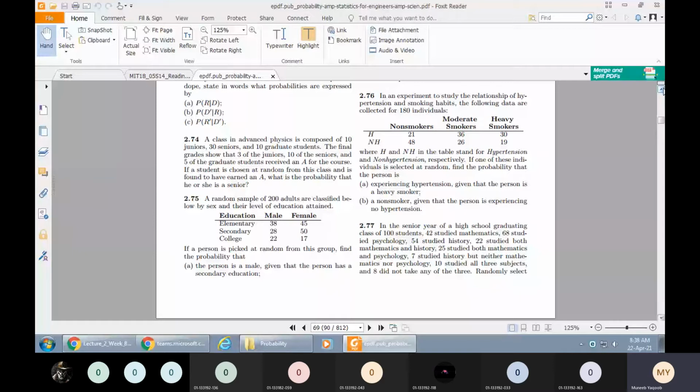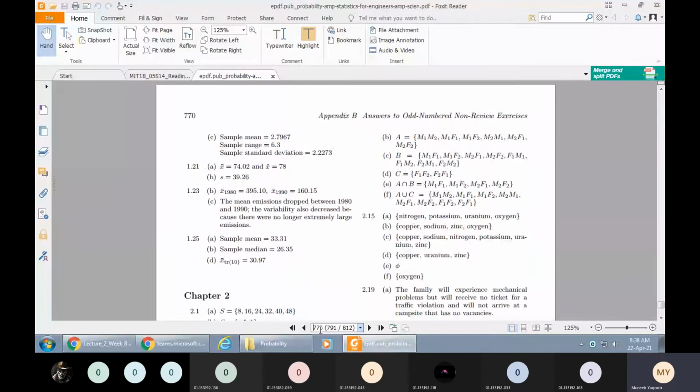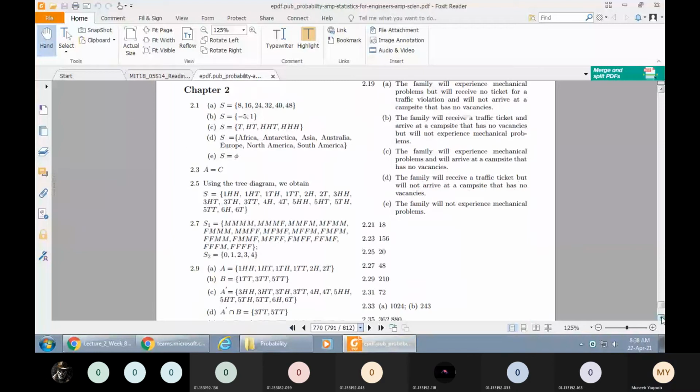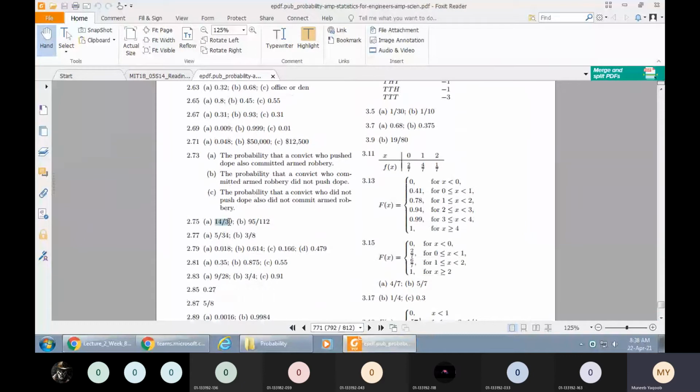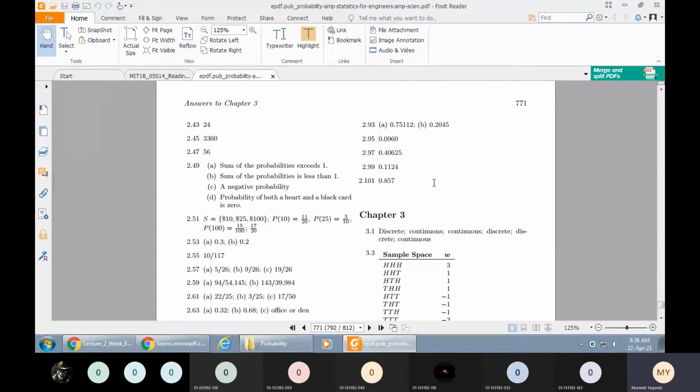Just to confirm whether we have done this question right or wrong, let us verify this answer from the answer sheet. Since it is an odd question, I am hopeful that there will be an answer written in the book. Okay, so this is the answer, and it is a correct answer. We calculated that the probability of male slash secondary education is 14 upon 39, and the same answer is given in your book. So our answer is correct. Okay, now coming back to the exercise again.